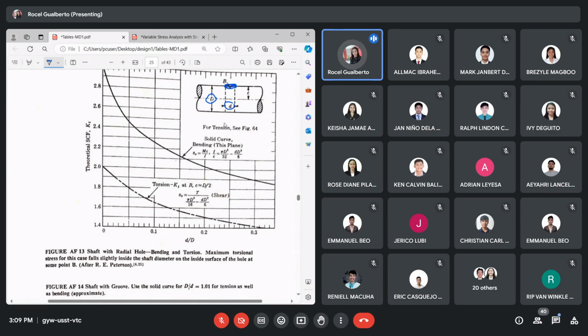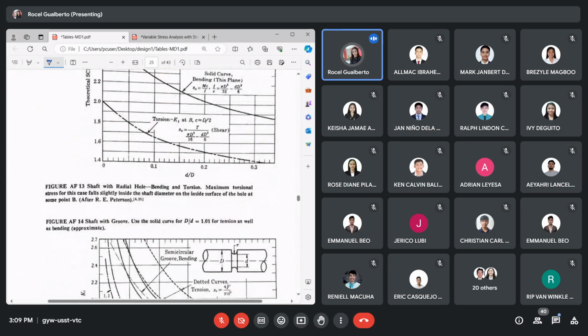And then the last one is the shaft with groove. This is the shaft having a diameter D, the original diameter, and this is its groove. So what you will do is look at the problem that you are solving, and then try to compare it with figures AF8 up to AF14. Just see which one is similar.